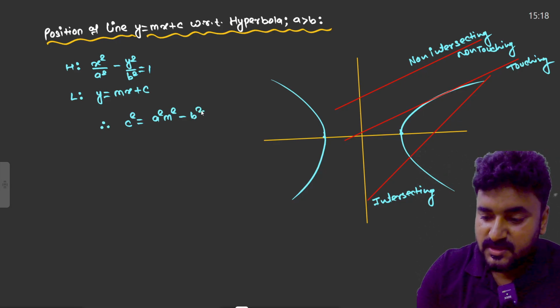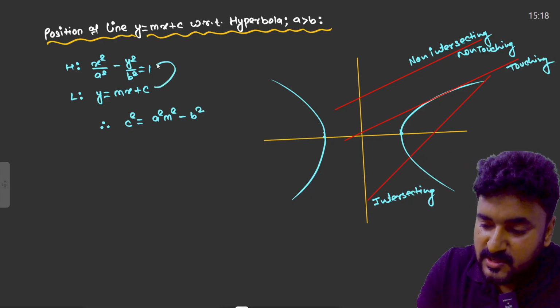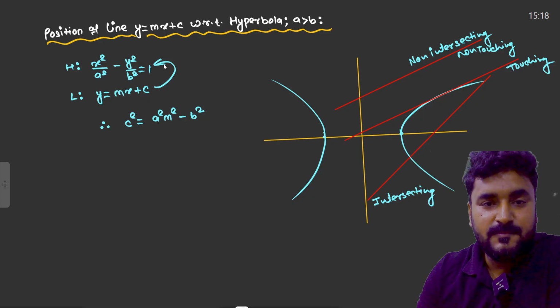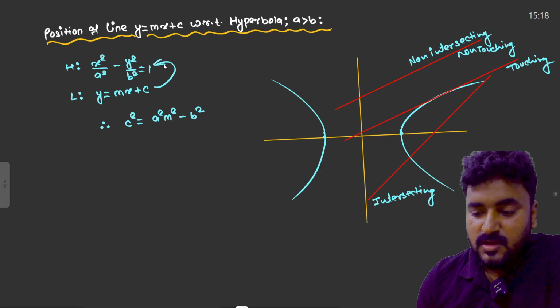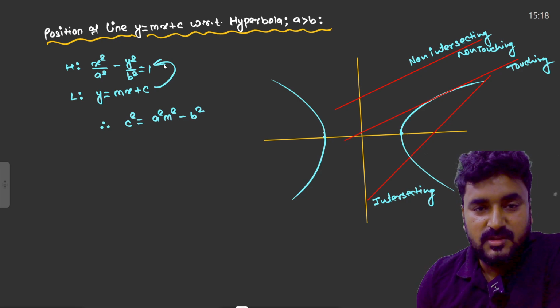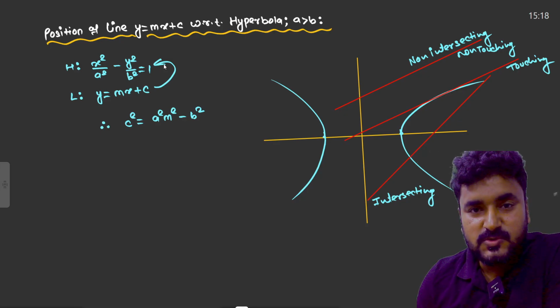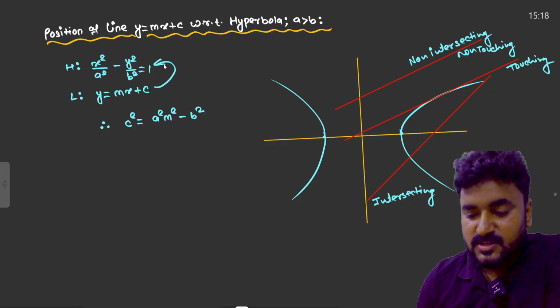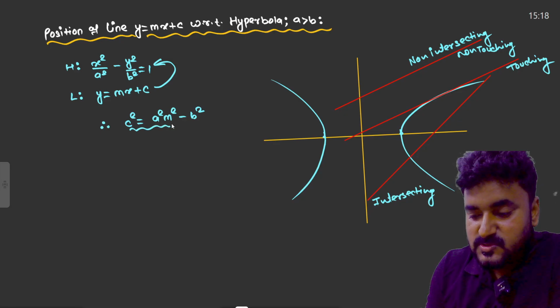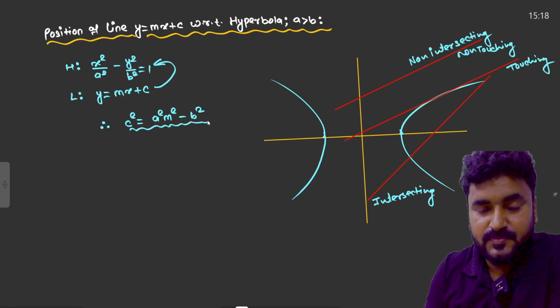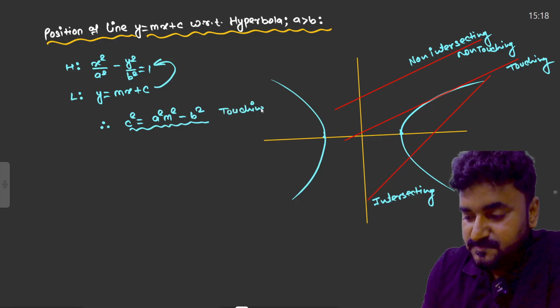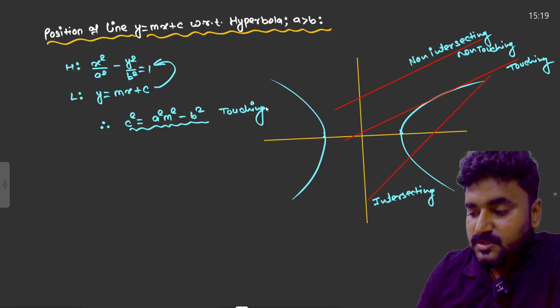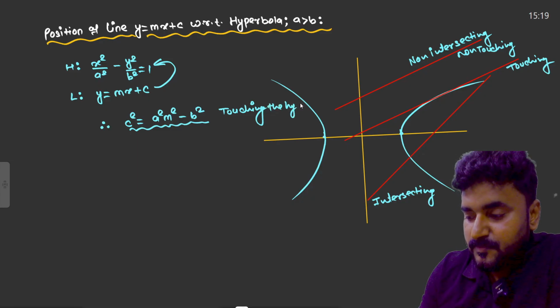So how is this coming? What I will do is keep y equals mx plus c here. If it is going to touch, in this situation I will get the real roots, and I will set D equals 0. Once you set D equals 0, you will get the condition c square equals a square m square minus b square. So this is the condition for touching the hyperbola.